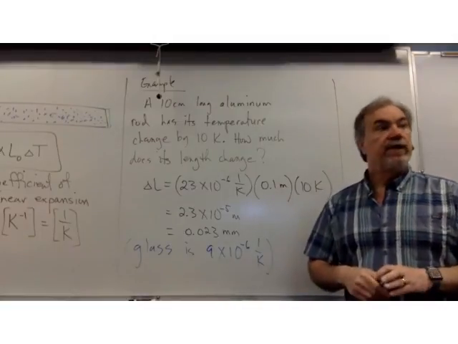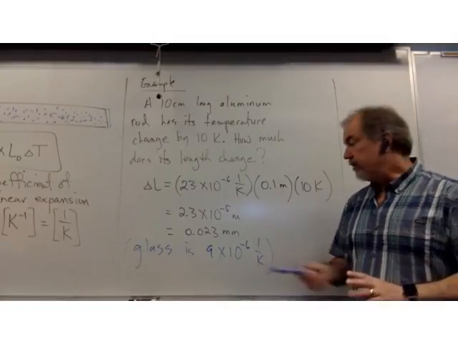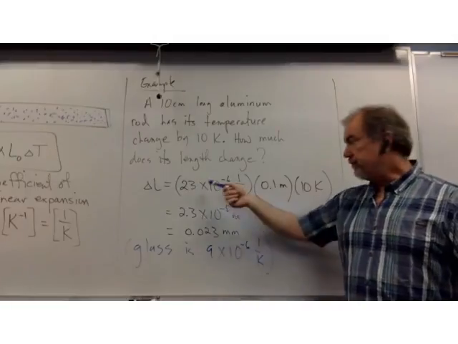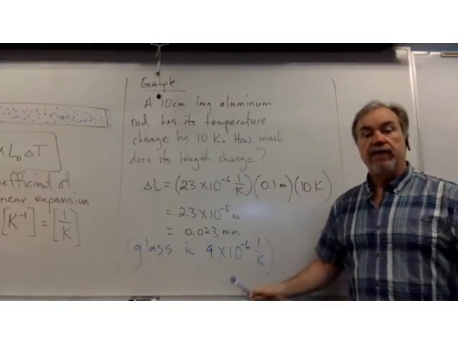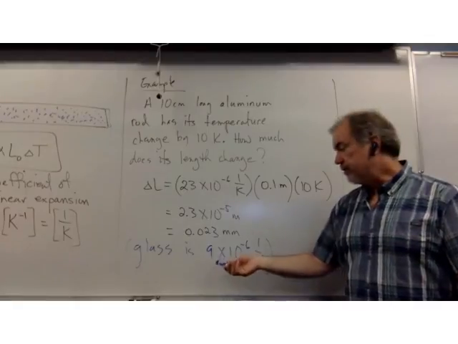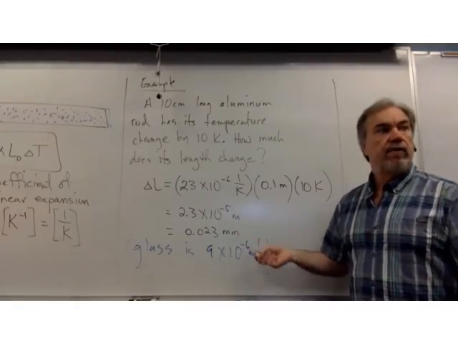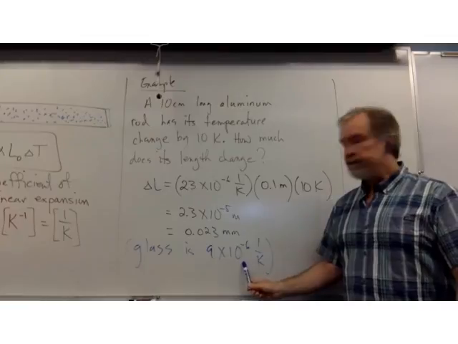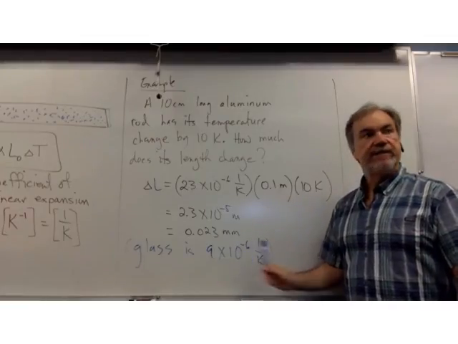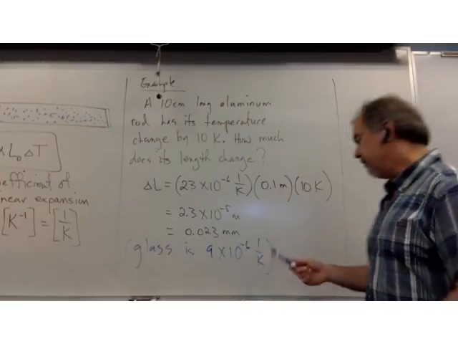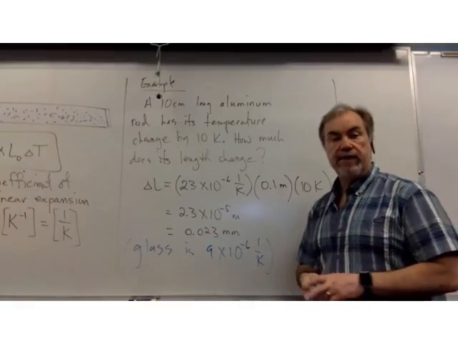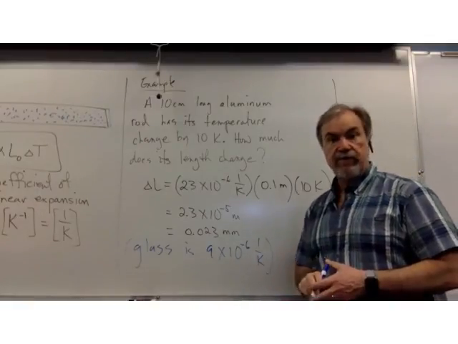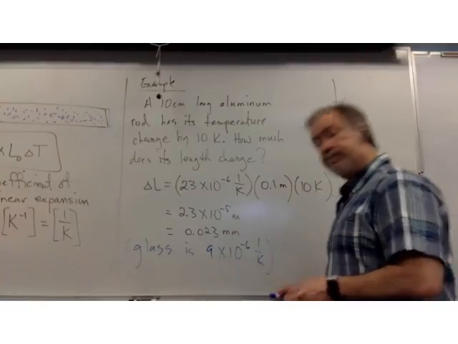A thing worth noting here is, although it is true that different materials have different values for the coefficient of linear expansion, the differences tend to be not tremendous. For almost all materials, the exponent here is minus 6. So it's very unusual for a solid to have a coefficient of linear expansion much different from this.